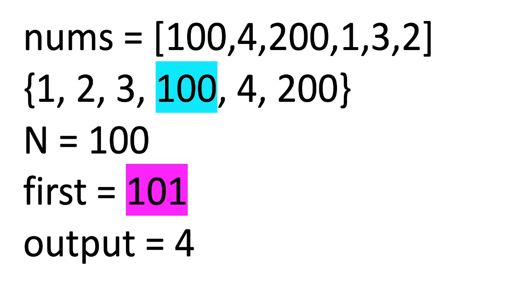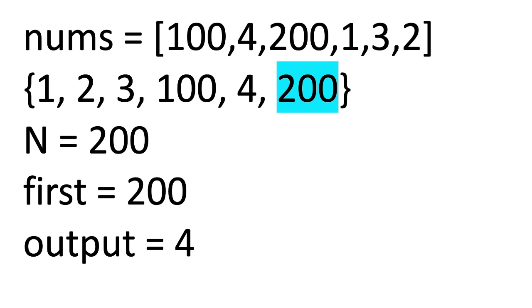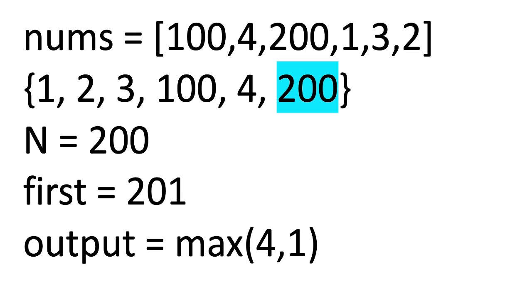Now we will iterate through the next element, which is 4. 4 has a previous element which is 3. So we are moving to the next element, which is 200. We are assigning n equal to 200 and first is also 200. Now we are incrementing first to 201. 201 is not in the set, so we are finding first minus n, which is 1, and finding the max of 4 and 1. In this case, the maximum number is 4. At the end, we are returning the output as 4.